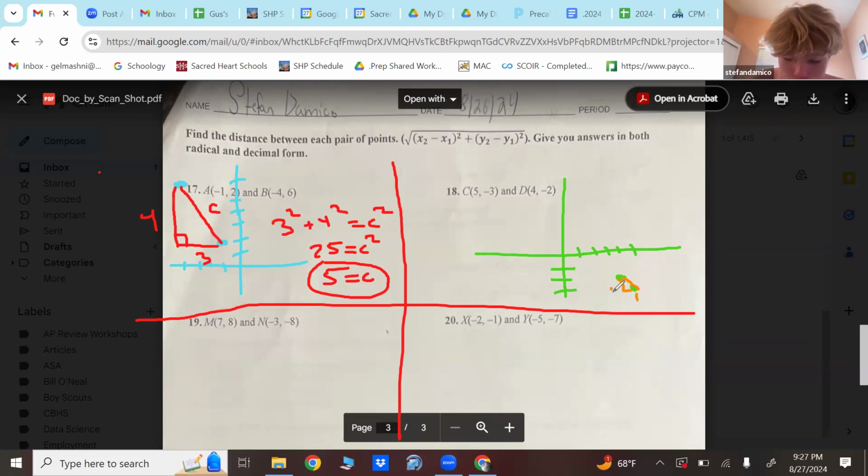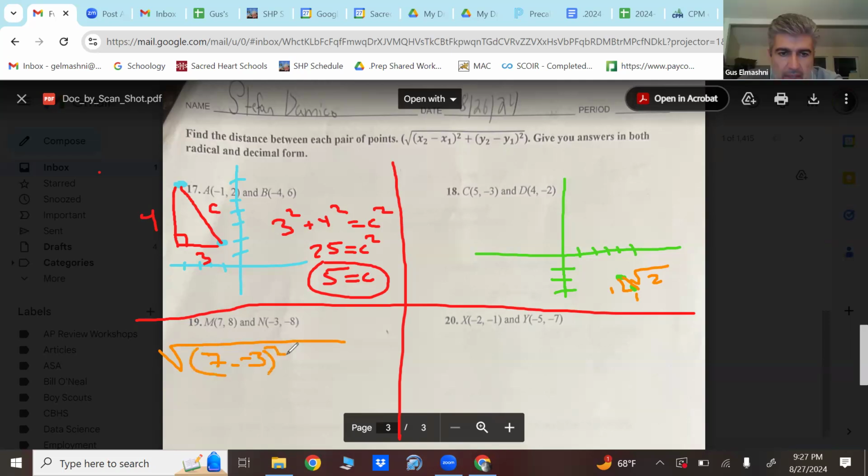So you just have a length of 1. So that's √2. If you do Pythagorean theorem again, that's really all you're doing. But if you want to use a formula, like for example, for 19, you're doing 7 minus -3, because you take a difference of x squared. Because now you kind of see, visually, what's happening.